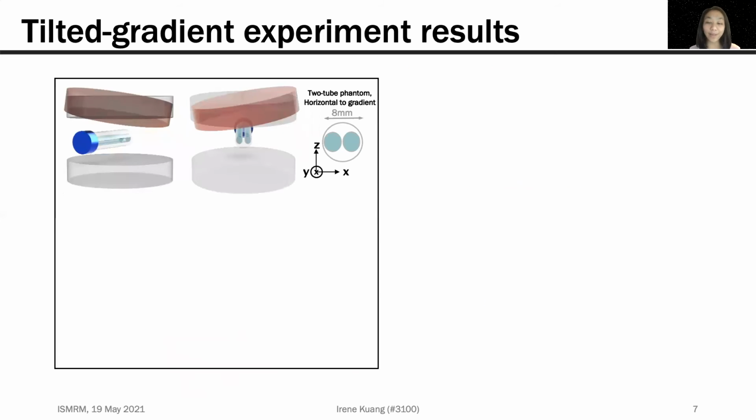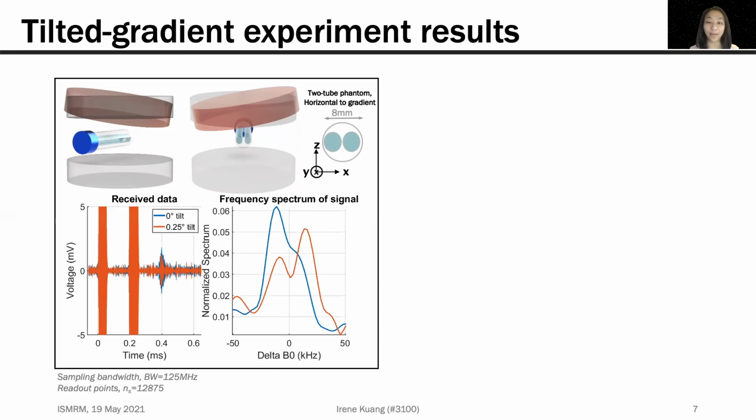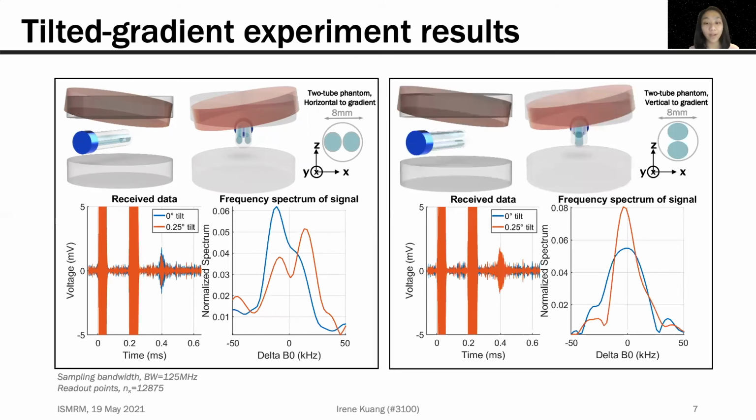As a preliminary demonstration of projection-based encoding, we used a phantom containing 2 adjacent tubes of water. When the tubes are placed horizontally along the Z-directed B field, there are 2 distinct peaks in the frequency spectrum when a tilted gradient is applied in the direction of the tubes of water. Conversely, when the phantom is rotated 90 degrees, there's no separation in the frequency spectrum as the phantoms are orthogonal to the applied gradient field.